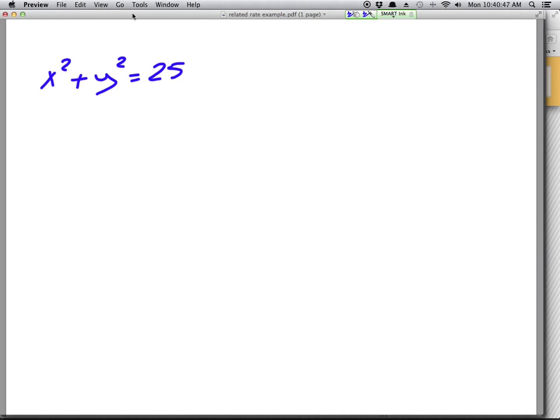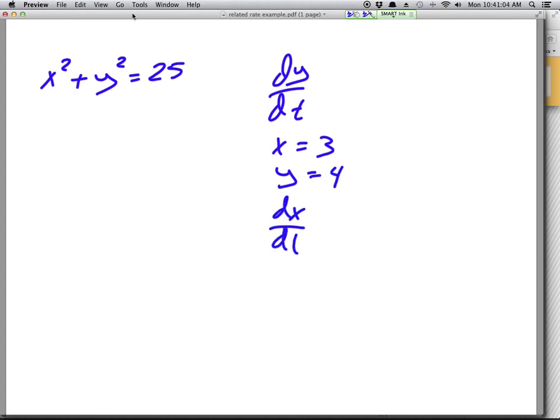It says we want to find dy/dt, sorry, dy/dt, when x is 3, y is 4, and dx/dt is 8. Now, when we have taken derivatives in the past, what's usually on the bottom? dx. We've always taken it with respect to x.